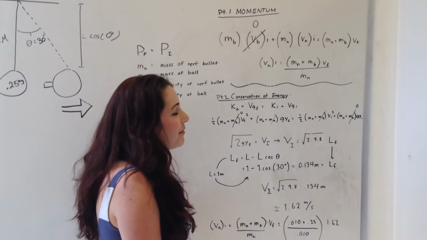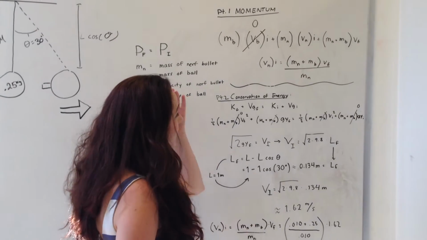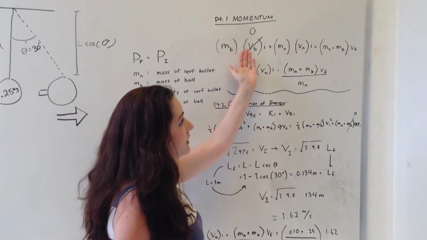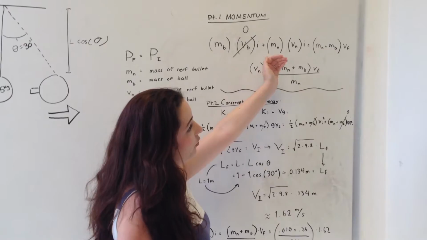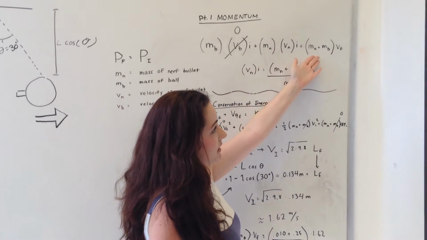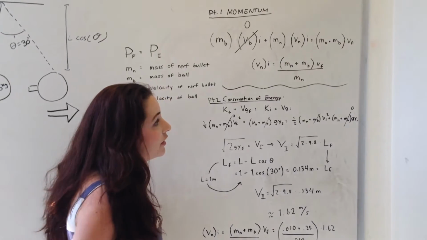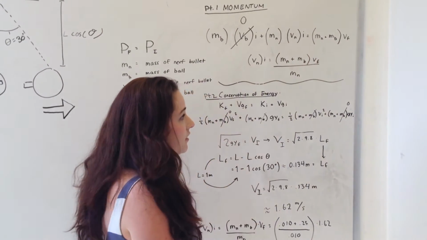The first step of the problem is to determine the momentum of the Nerf bullet. What we're going to do is multiply the mass of the ball times its initial velocity, which is 0, plus the initial velocity of the Nerf bullet times its mass. Combined, that will be the combined masses times the final velocity. We need to isolate the initial velocity, so what we're going to do is take this equation and divide it by the mass of the Nerf bullet.